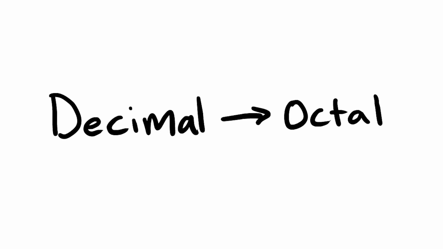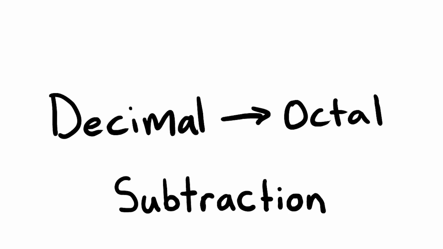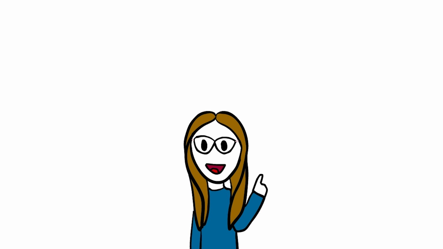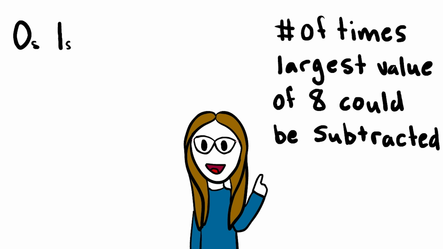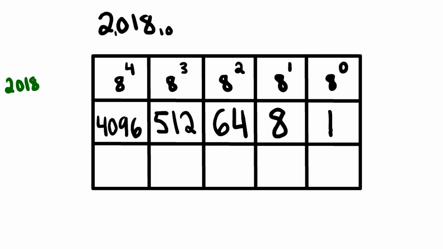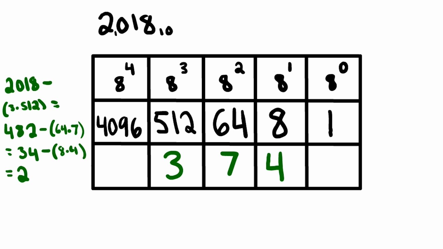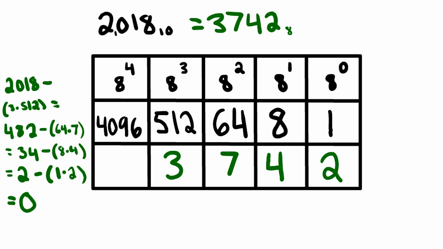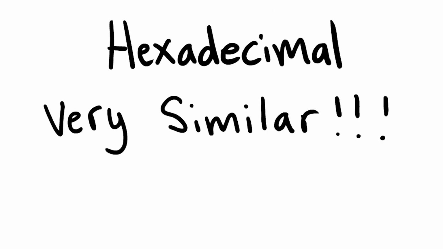Now, let's do decimal to octal using the subtraction method. Luckily, the process is very similar, except for octal, instead of writing zeros and ones, we are going to write the number of times we were able to subtract out the largest power of 8. So for the number 2018, we can subtract 512 3 times, 64 7 times, 8 4 times, and 1 twice. Collect the numbers and there's your answer, 3,742.